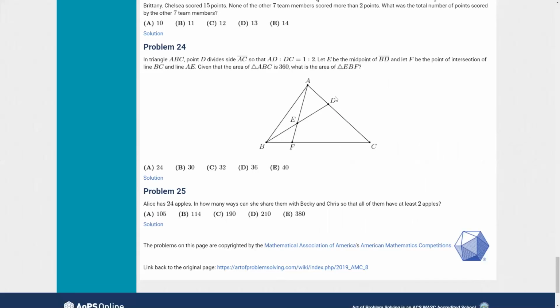All right, so that was a complete overview of the solutions for the AMC-8 competition for 2019.